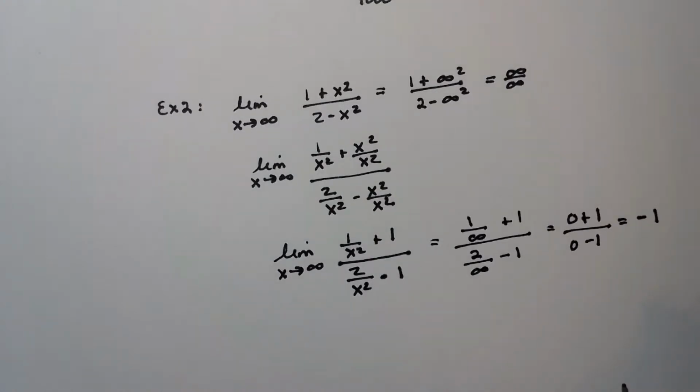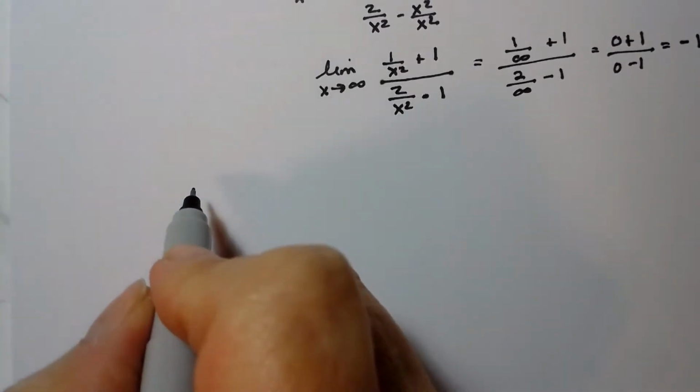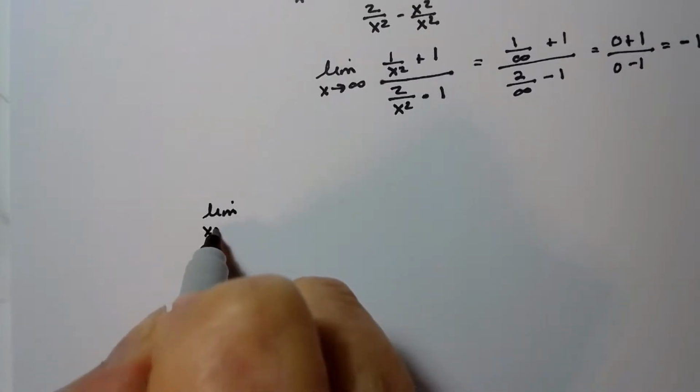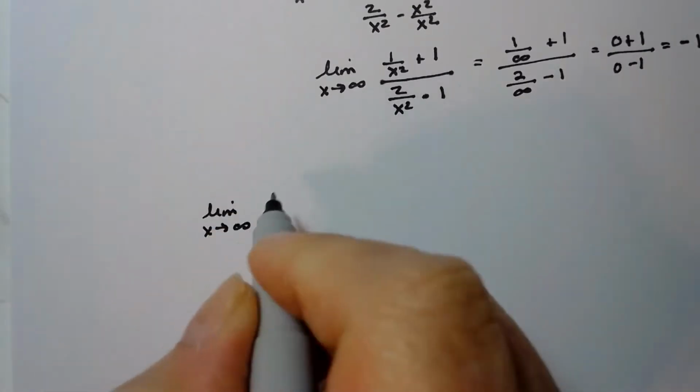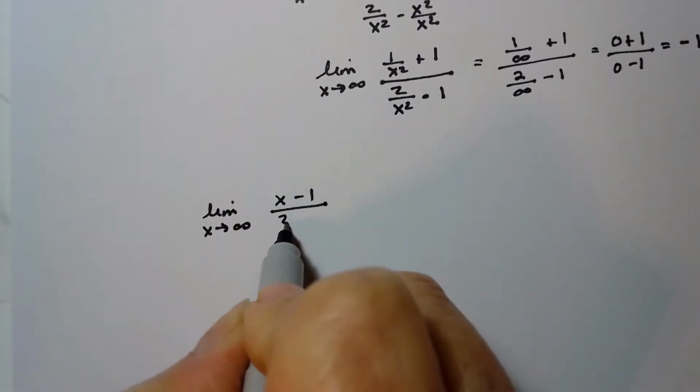Capiche? Let's look at another one. Let's look at the limit as x approaches infinity of x minus 1 all over 2x plus 1.